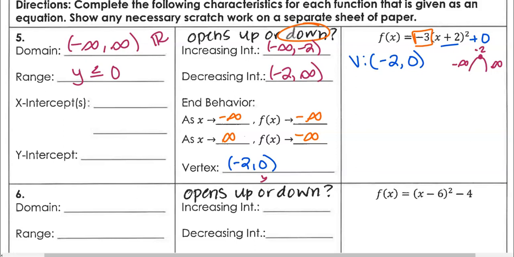So to get x-intercepts, we need x to be by itself, correct? So if I have our equation, I'm going to say y equals -3(x plus 2) squared plus 0. Okay? I want x by itself. So if there's a loose number, that plus 0, if it was something else, we would move it to the other side, right? If I subtract 0, it's not going to change anything, correct? We just have -3(x plus 2) squared.